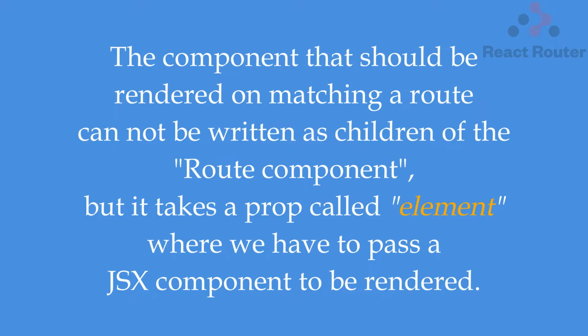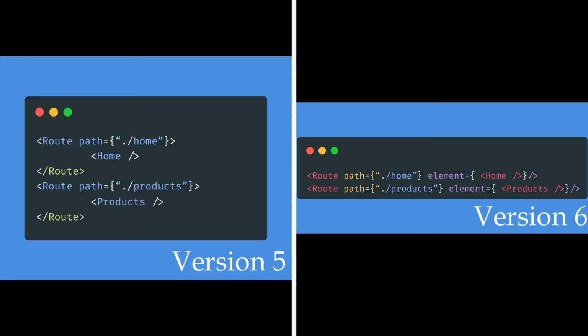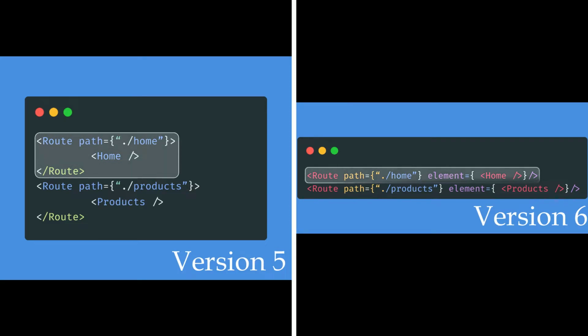The second thing is that the component that should be rendered on matching a route cannot be returned as children of the Route component, but it takes a prop called element where we have to pass a JSX component to be rendered. Another important reason for using the element prop in version 6 is that Route children is reserved for nesting routes. So here you see that version 5 code had the Home or Products component this way, whereas in version 6, we don't need to have the component as a child, but we just give the element and the component name inside the curly brackets.